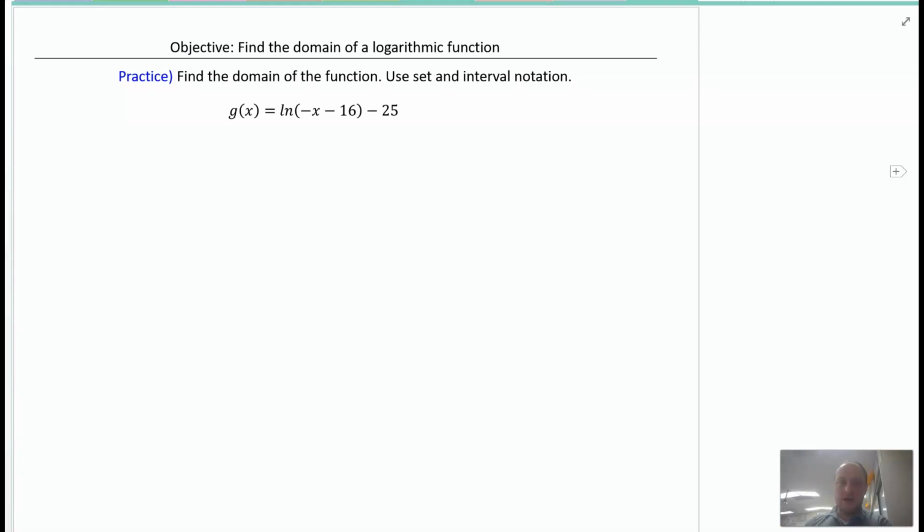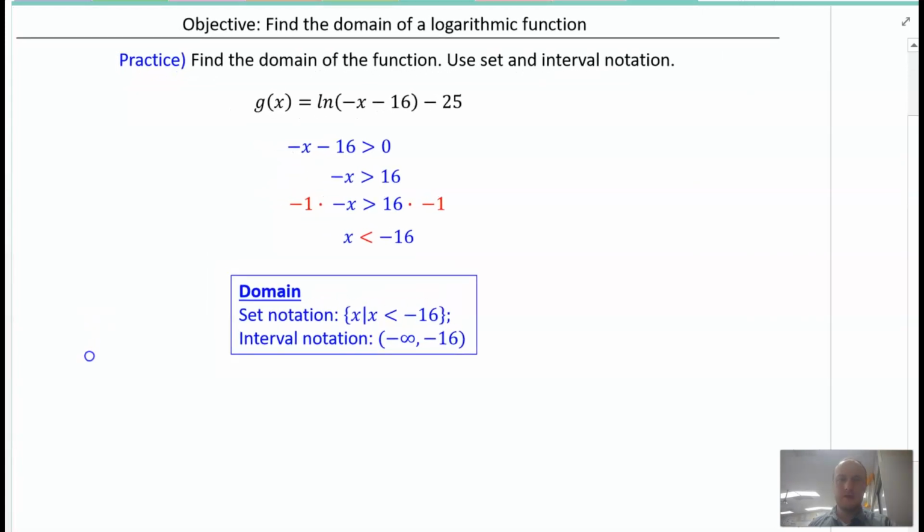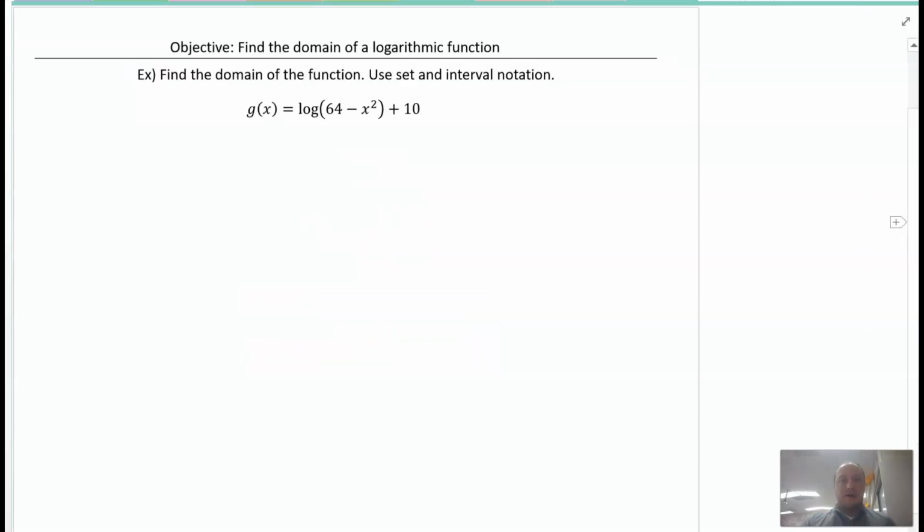Okay. So hopefully you've tried this example. Here is the solution. Okay. Did you remember to flip the sign? When you multiply or divide by a negative, flip the sign. Okay. All right. Next example, and now we're going to get into some quadratic examples.